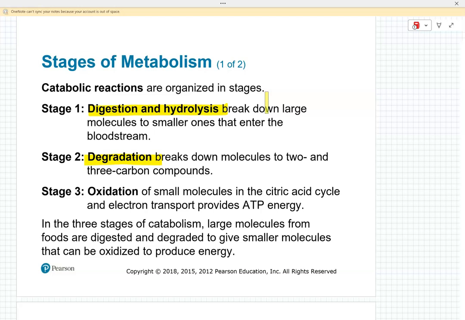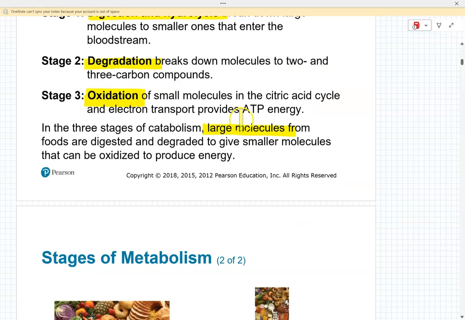And finally, you oxidize the small molecules in the process called the citric acid cycle and the electron transport chain. And that provides energy for ATP synthesis. In the process that you see on the screen, the large molecules are gradually broken down to effectively carbon dioxide and water at the end to produce energy.